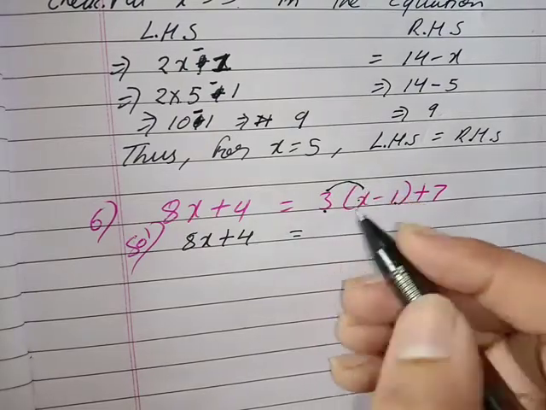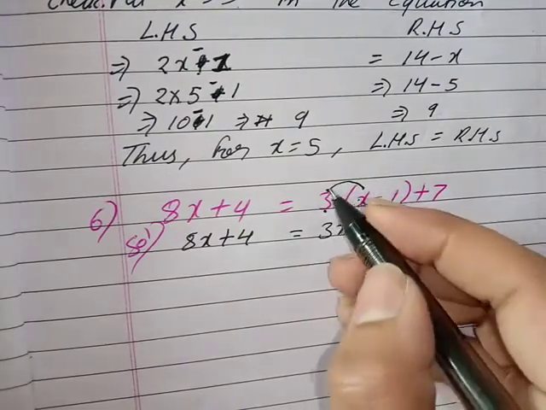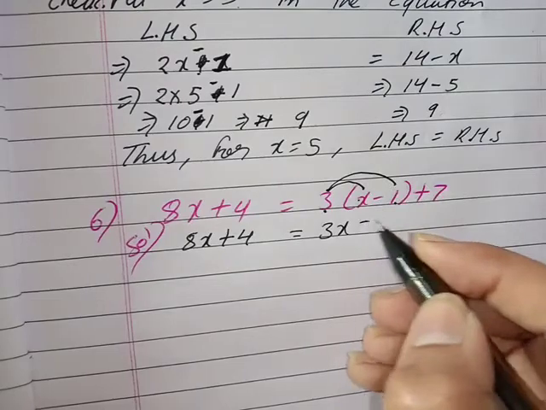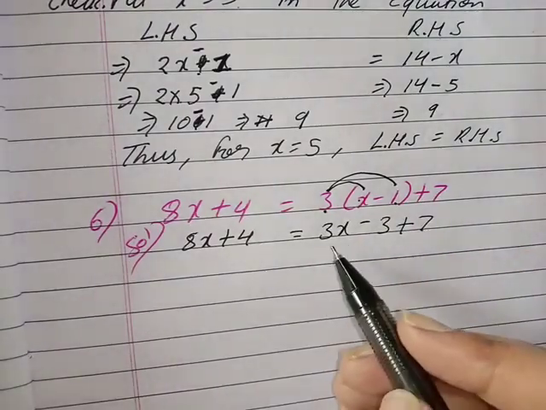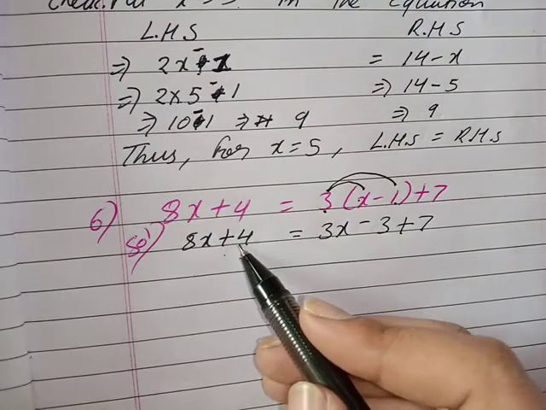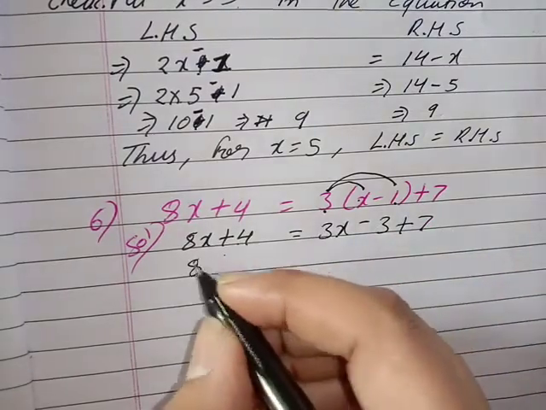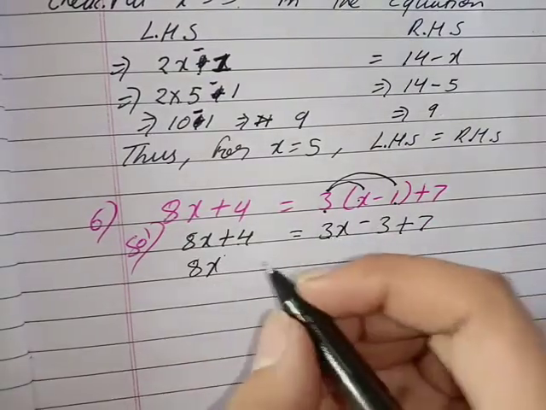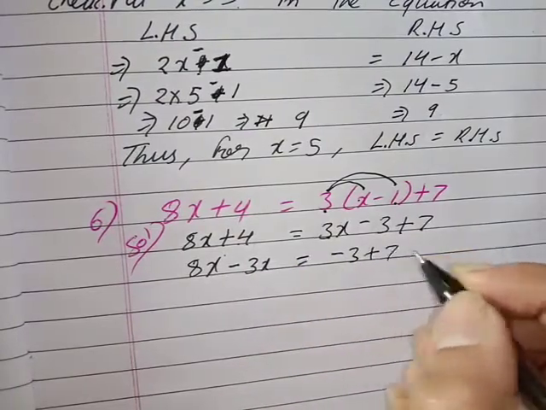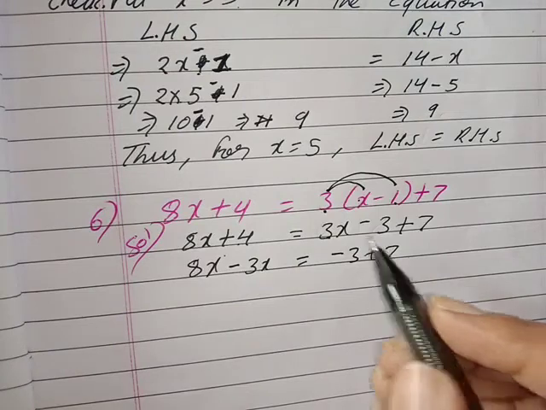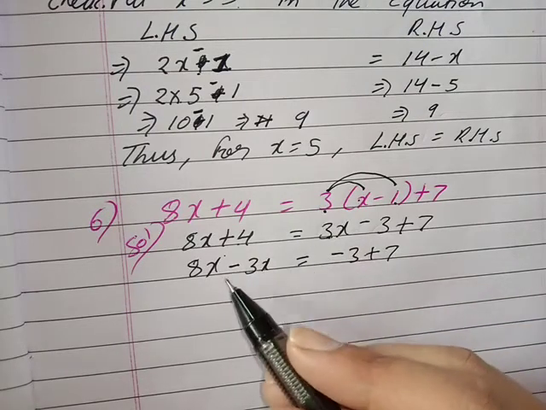So first we'll multiply 3 into x, which is 3x. Then we'll multiply 3 into minus 1, which is minus 3, plus 7. Now we'll transfer 3x to the LHS and plus 4 to the RHS. So 8x, 3x is the positive term, so here it becomes negative. Minus 3 plus 7 remains on the RHS side when we transfer 3x.